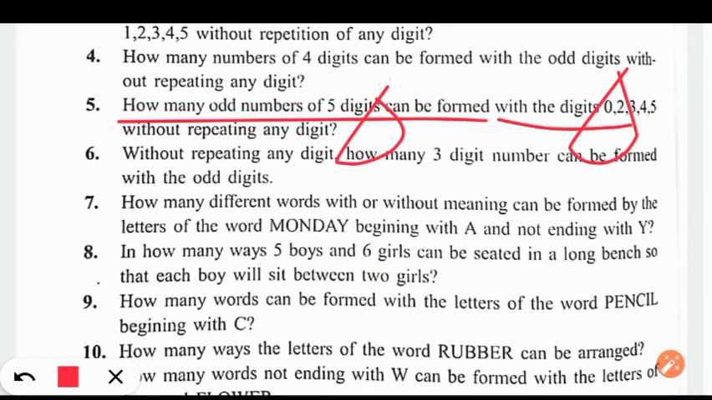So a 5 digit number can be 3, 2, 4, 5, 0. It is a number having 5 digits. But if I write 0 at first, 0, 2, 3, 4, 5, a number starting with 0 will not remain a 5 digit number. It will become a 4 digit number.